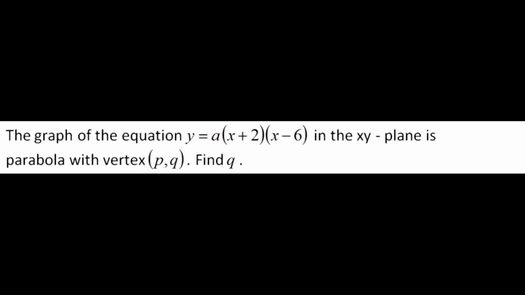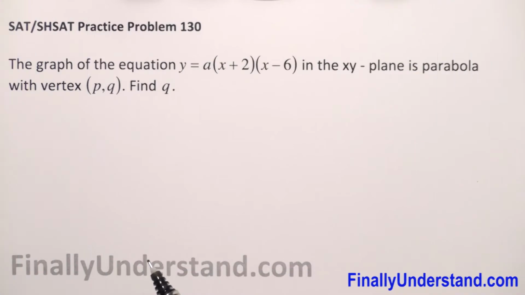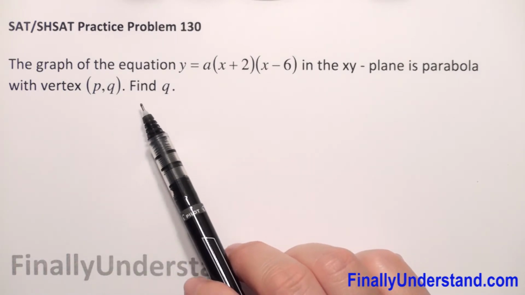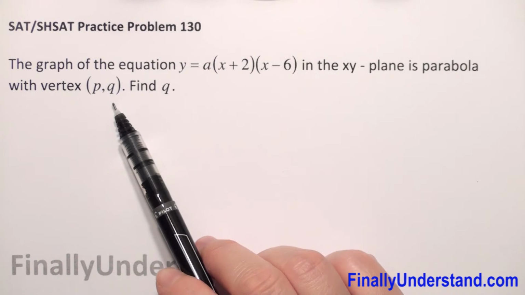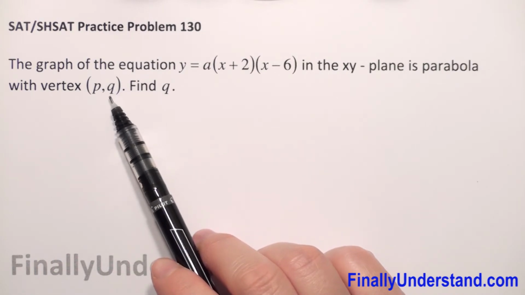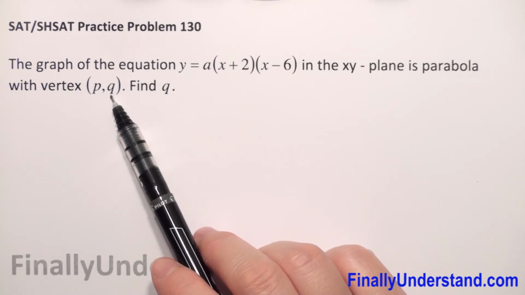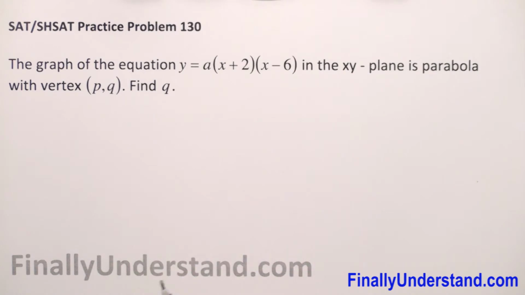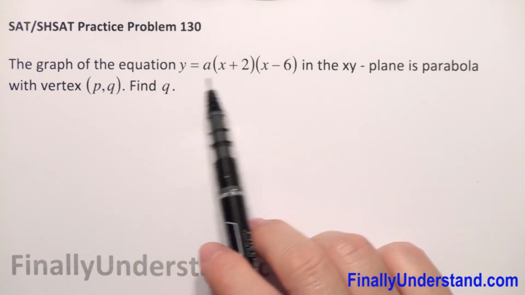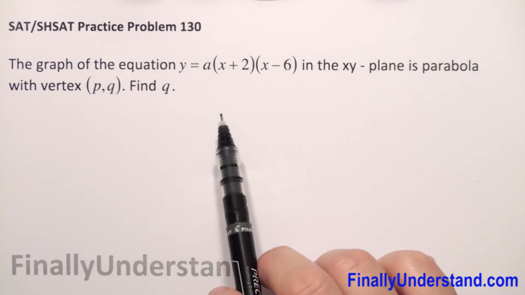The graph of the equation y equals a times (x plus 2) times (x minus 6) in the xy-plane is a parabola with vertex (p, q). Find q. It means we have to find the second coordinate of the vertex of our parabola. So we have here a quadratic function.